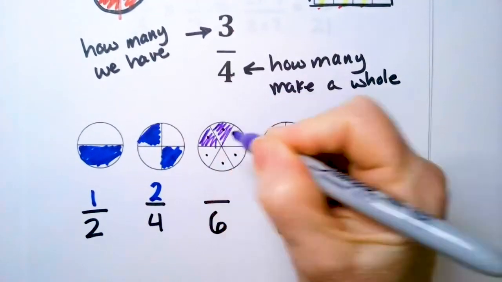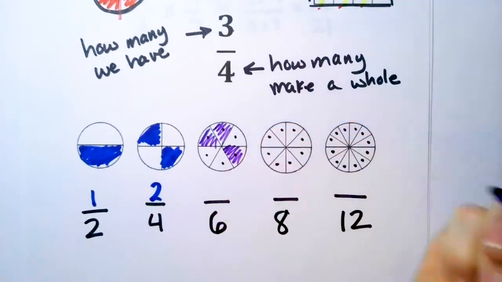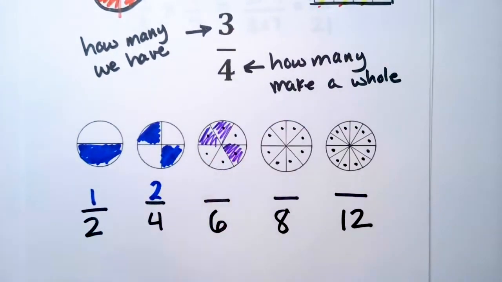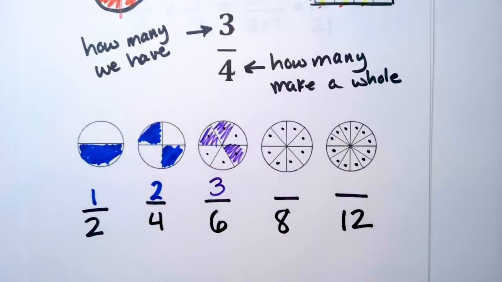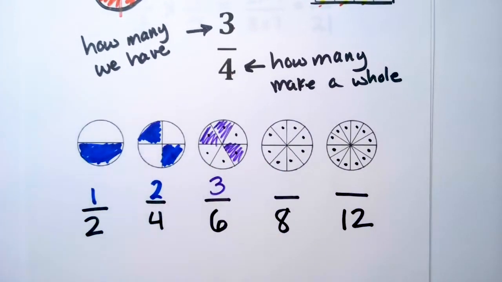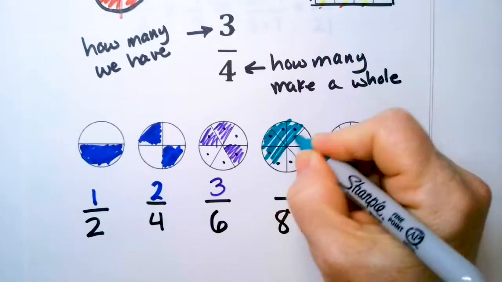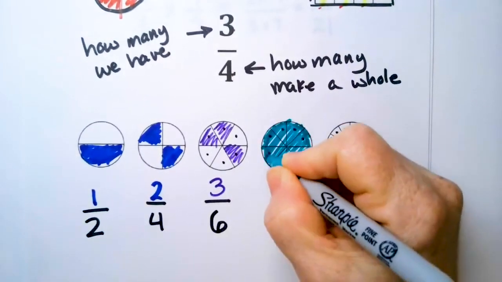Okay, I'm going to color in 2, and then maybe I'll color in a 3rd. How many do you want to color here? Okay, however many you color in, that's the number that goes on top. Suppose I've got somebody asking, what if I color the whole thing? Sure, let's color the whole thing. All right, so what is that?